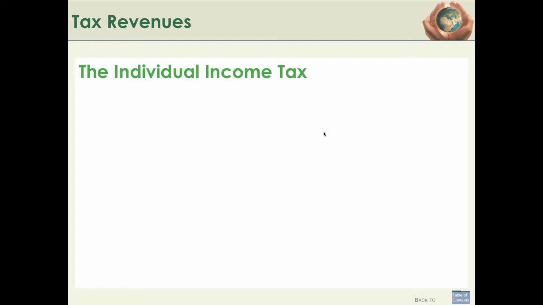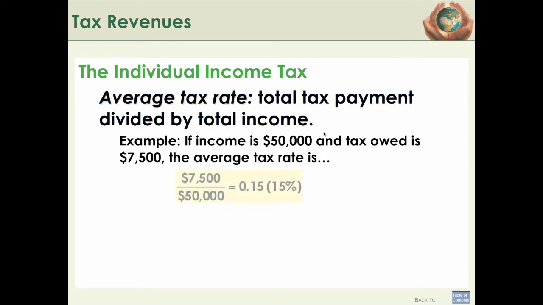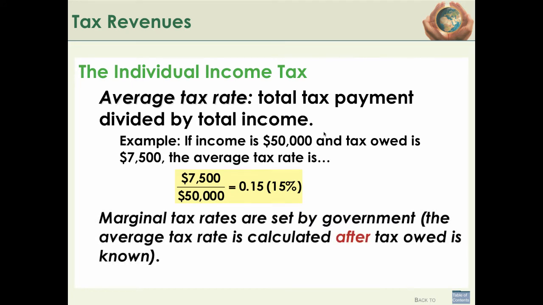So let's look at an example. Your average tax rate is the total tax payment divided by your total income. So if you've got $50,000 worth of income, which is not too far off the average American income, and you owe a total tax of $7,500, your average tax rate is just $7,500 divided by 50K, or 15%. So the government sets the marginal tax rate, and the average tax is sort of the residual, what we figure out after the fact.